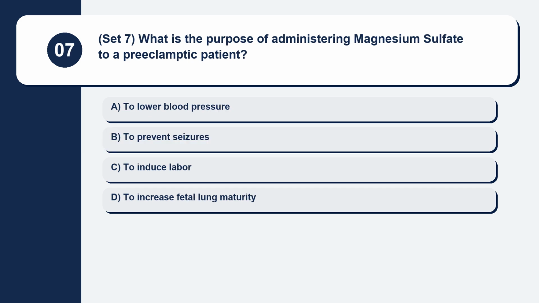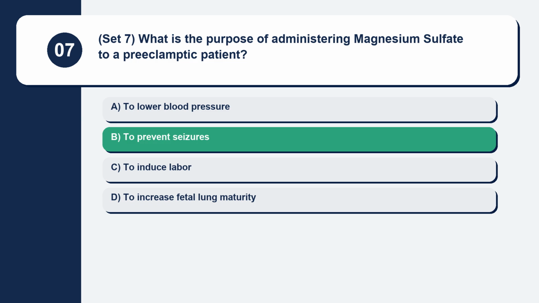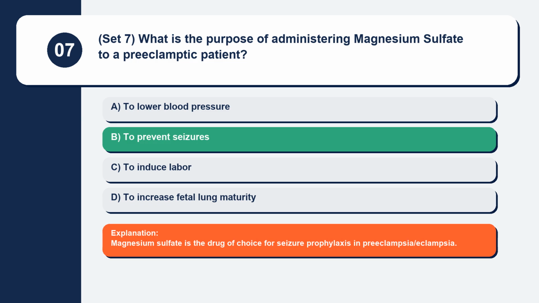Question 7. Set 7. What is the purpose of administering magnesium sulfate to a preeclamptic patient? To lower blood pressure, to prevent seizures, to induce labor, to increase fetal lung maturity. Magnesium sulfate is the drug of choice for seizure prophylaxis in preeclampsia/eclampsia.